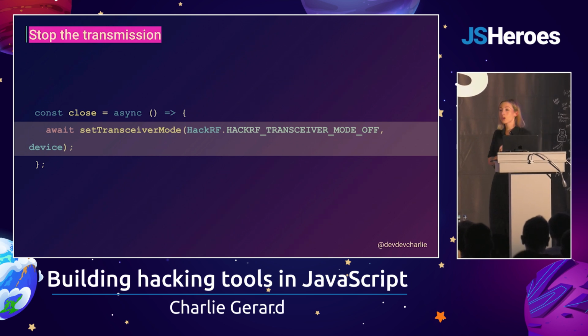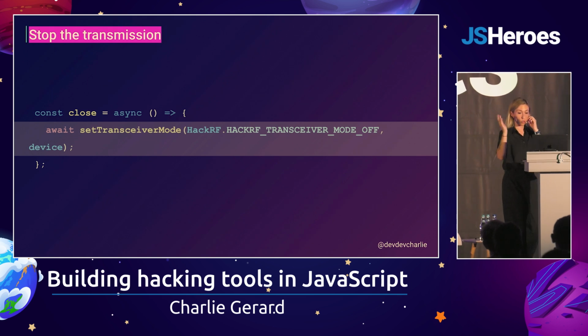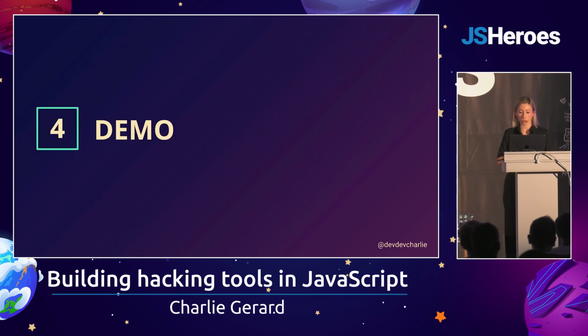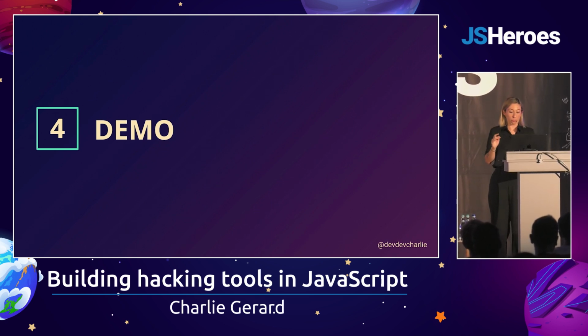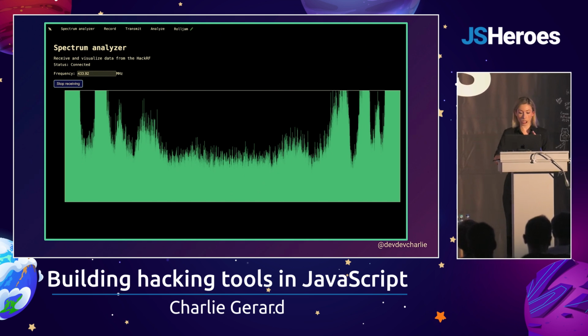Oh, yes. If we want to stop transmitting, you have to close it. So you set the transceiver mode to off, to stop transmitting. OK, so now that I've shown you how I built it, or at least very small code samples, I wanted to show what the app actually looks like.